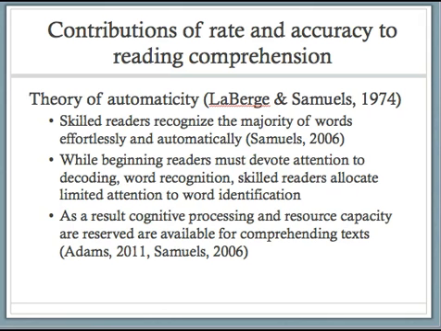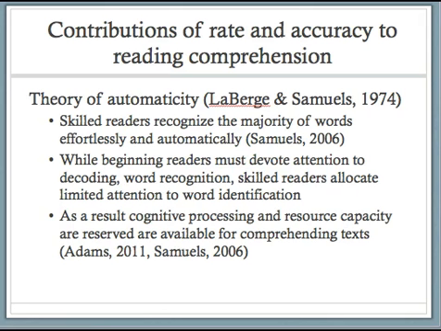And the same is what LaBerge and Samuels proposed for reading, that we can think about all these other things that have to do with understanding the text when our decoding is not taking up cognitive energy, or in particular, they were talking about attention. So beginning readers must devote attention to that which is challenging for them, which is decoding. However, skilled readers allocate limited attention to word identification, and therefore there's more cognitive processing and resource capacity for comprehension.